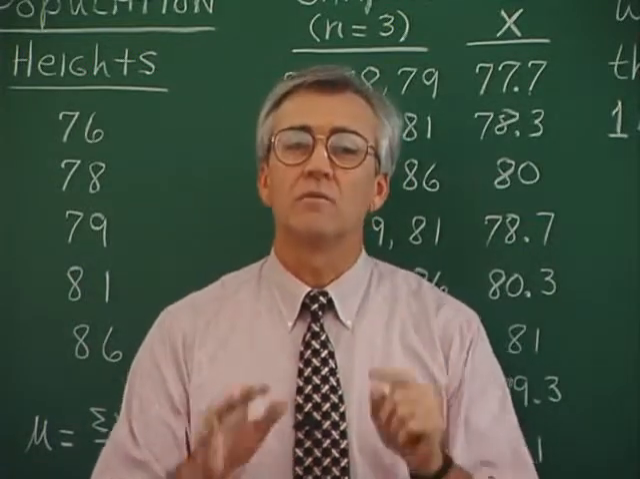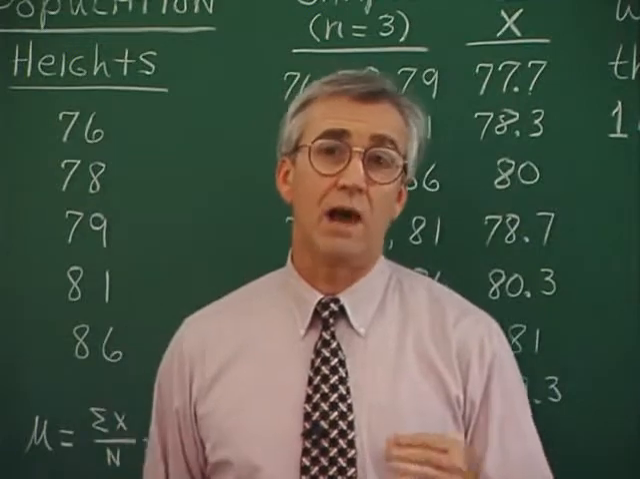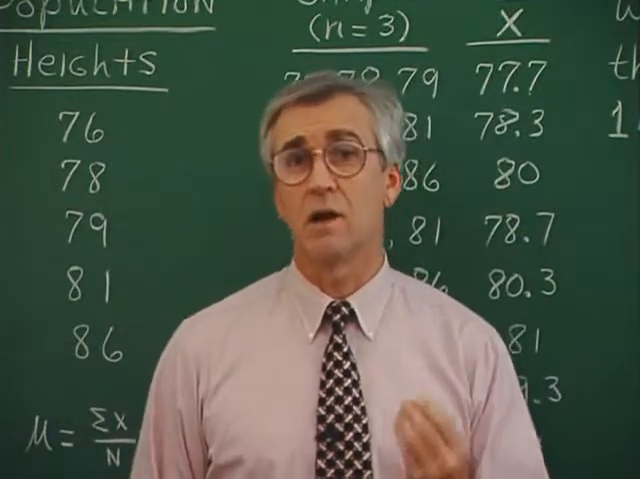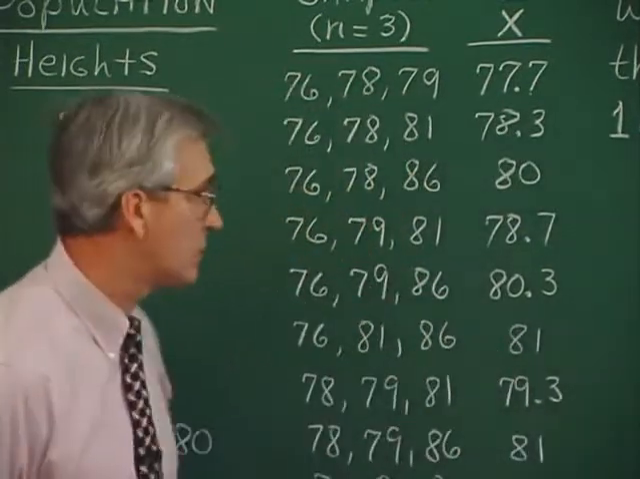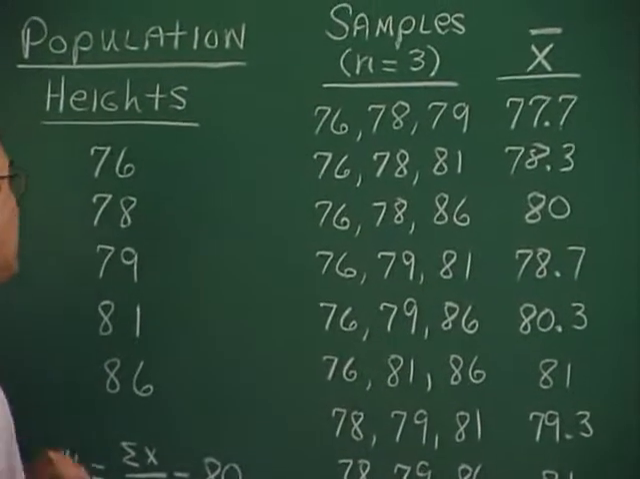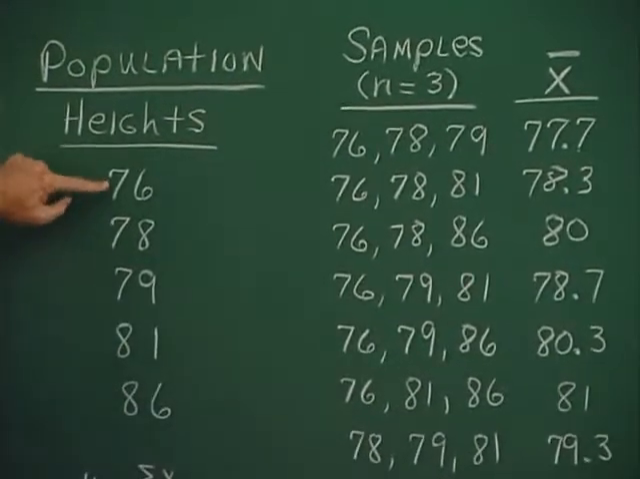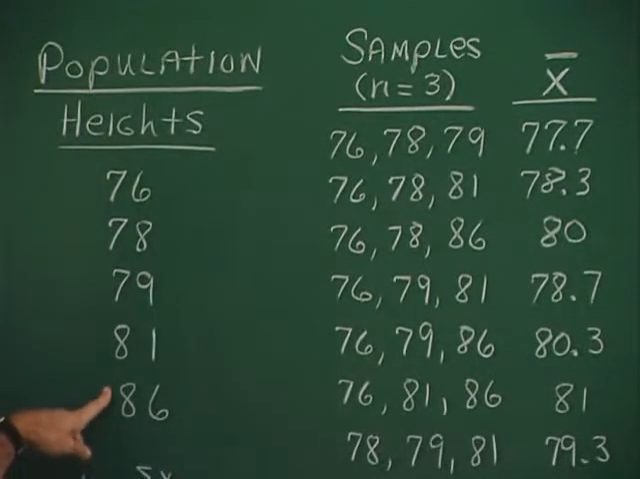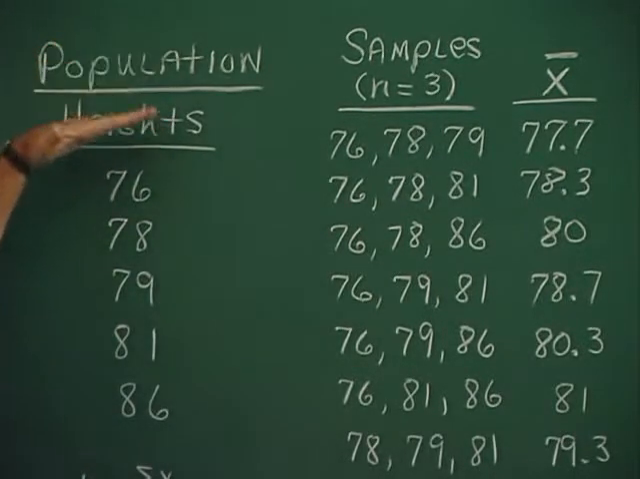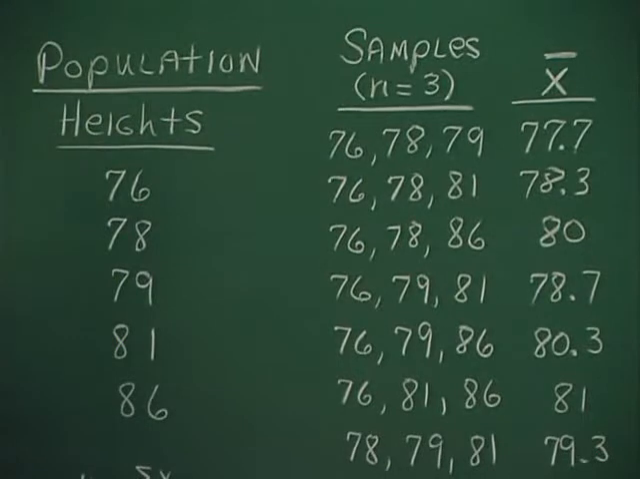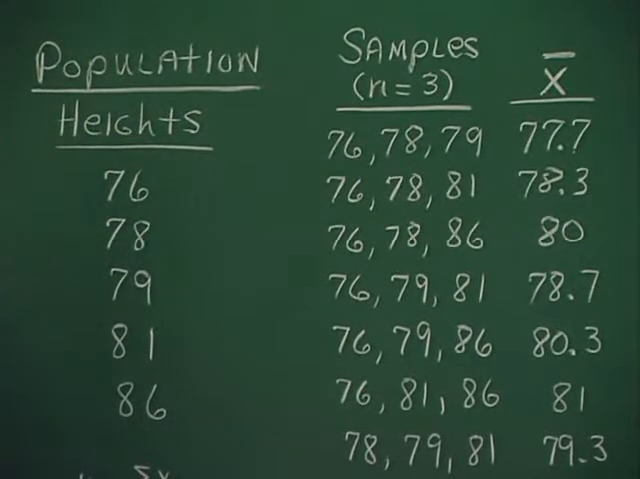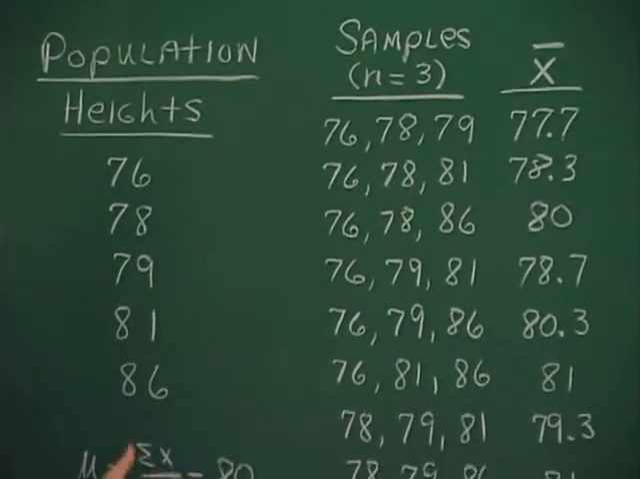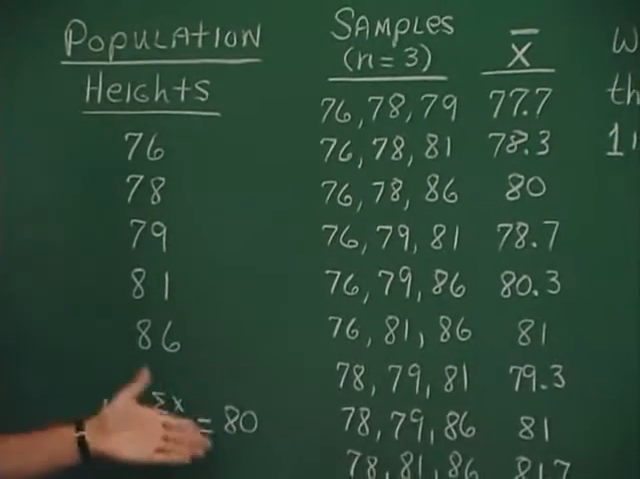All right. We're going to begin the process now with a rather unrealistic population, and this is a population of the heights of basketball players. And these are all in inches: 76 inches, 78, 79, 81, and 86. Okay, so this is a population involving heights of players. And mu, the mean of that population, is 80. Okay, add them up, divide by 5, we get 80.